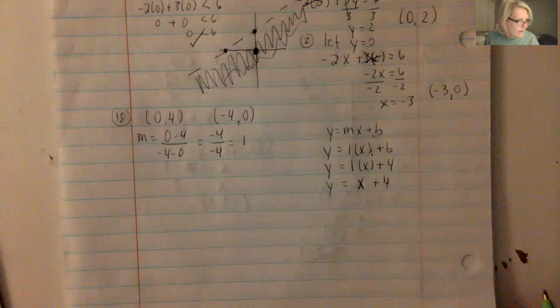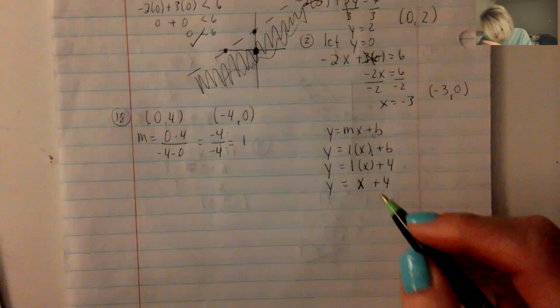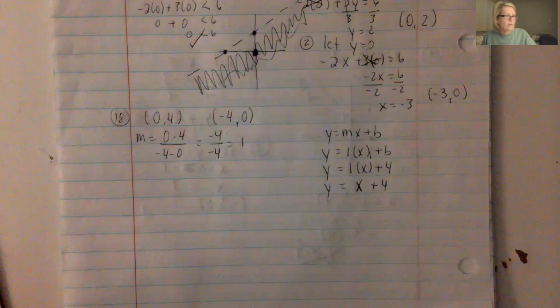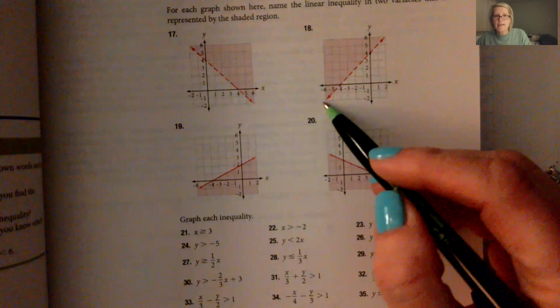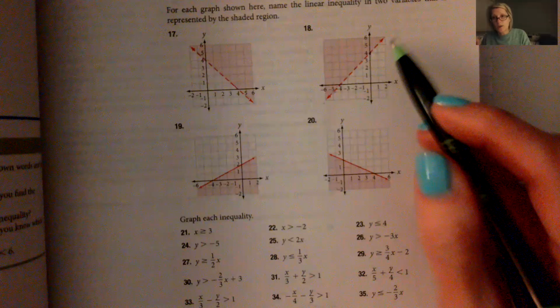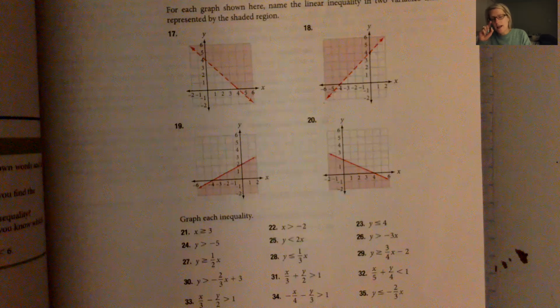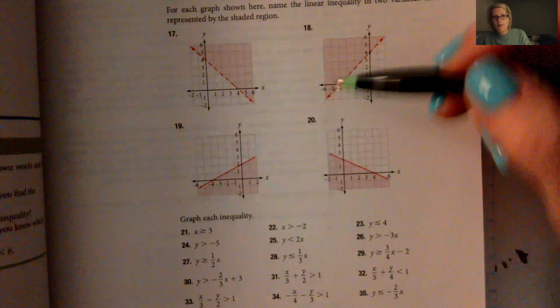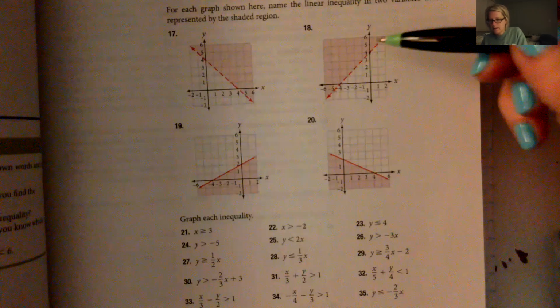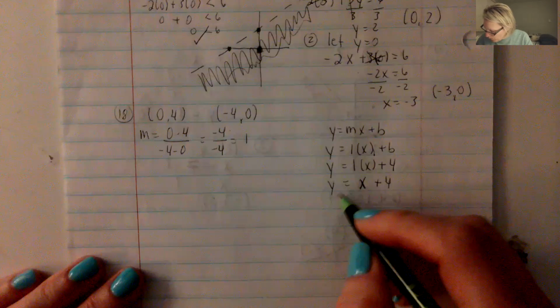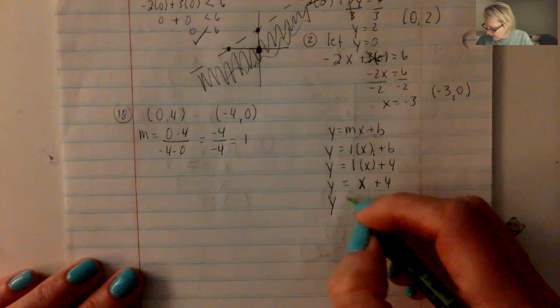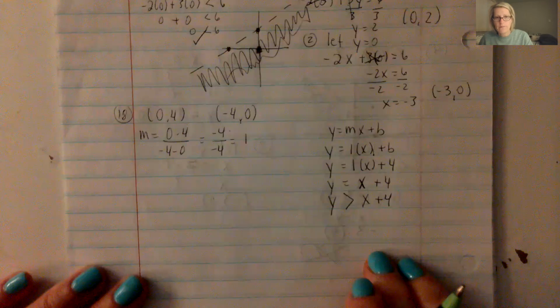Now let's look at that line, where the Y's are. We've got two things we have to look at here in the graph. One thing is that it's a dotted line. So that means it's going to be a strictly greater than or strictly less than, and it's shaded above. So it's going to be greater than the line. So this is going to make this true: Y is greater than X plus 4.